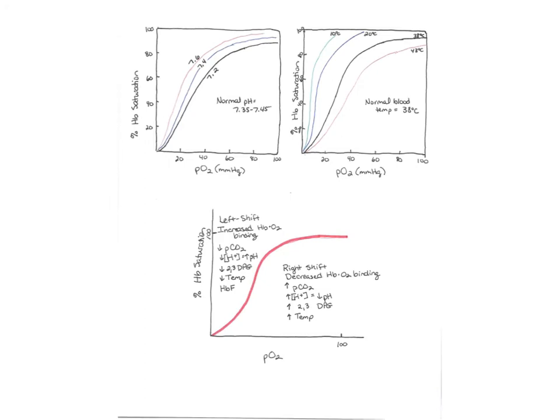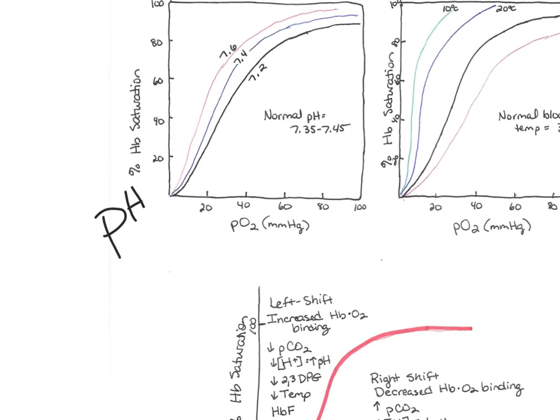There are three factors that are going to affect how well oxygen binds to hemoglobin. One is pH, which is the chart that we're going to look at up here. The other one is temperature, which is the chart we're going to look at right here. And then the last thing is BPG. So we'll look at all of these. First, we're going to start out by looking at the pH.